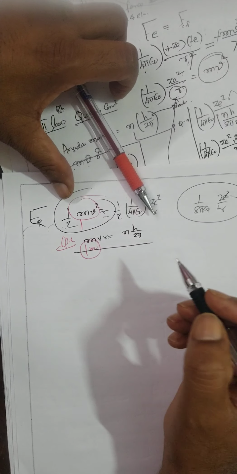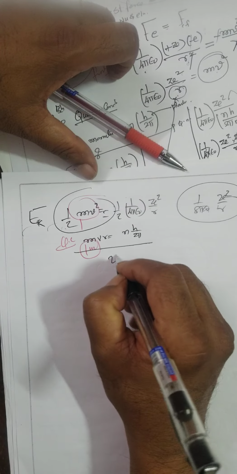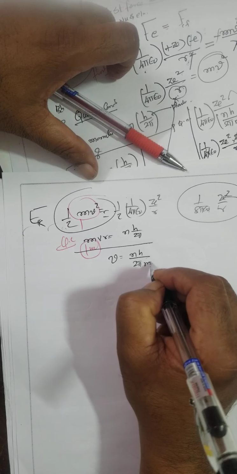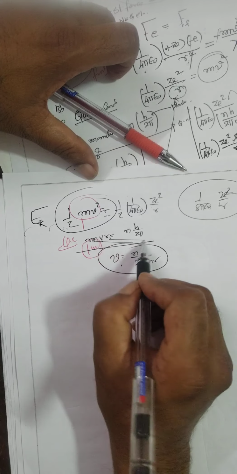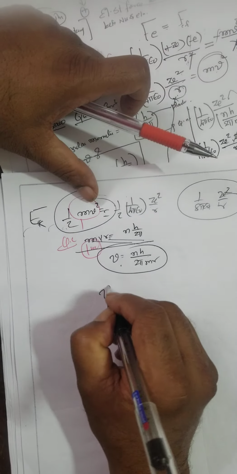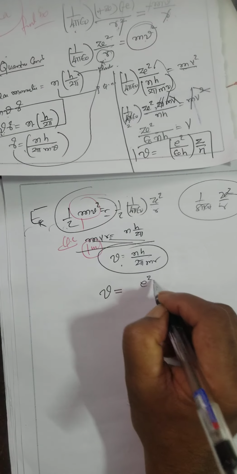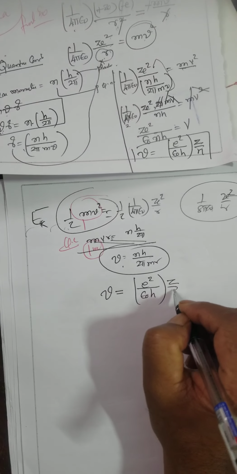Your angular momentum, you know. According to the quantum condition, v is equal to nh by 2 pi mr. They may give this also according to the quantum condition. What they have done is brought this down here. Then again, what is the velocity? This you have to remember. Velocity of the electron is equal to Z e square by 2 epsilon naught h n.